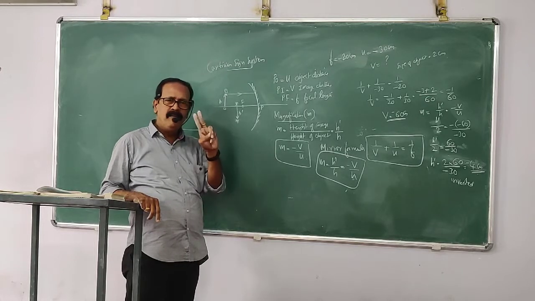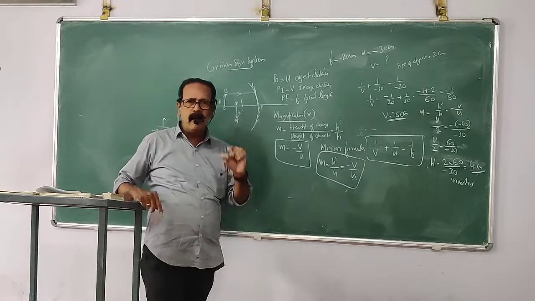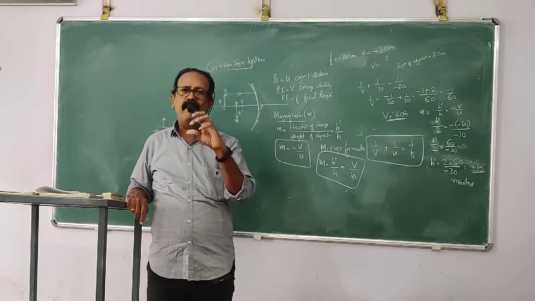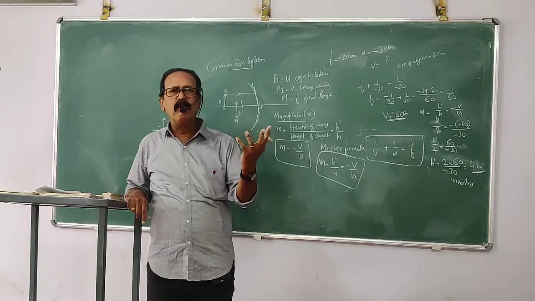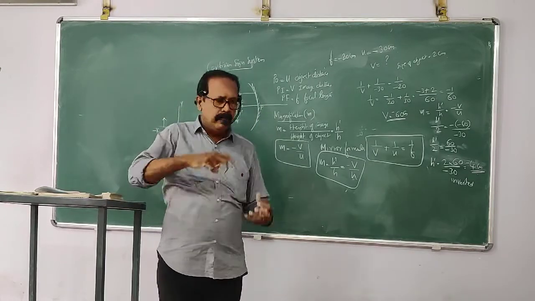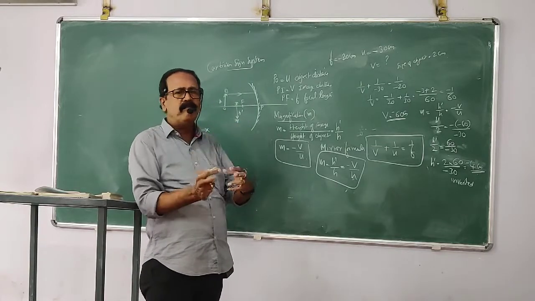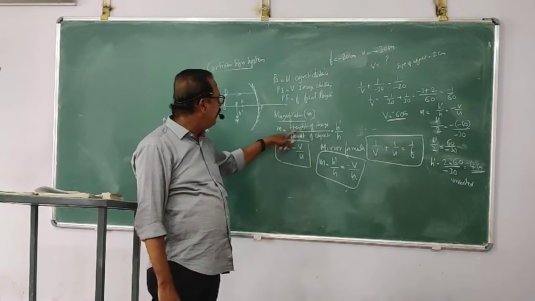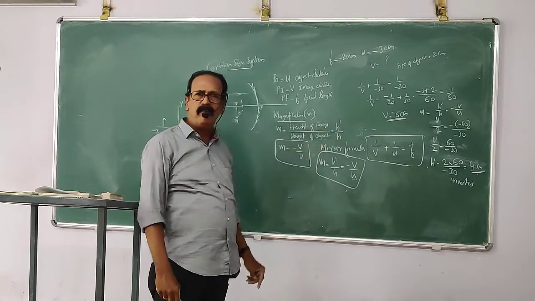Magnification 2 means the image is twice that of the object. Magnification half means it's a diminished image, small in size, half the size of the object. Magnification 4 means it's a fourfold magnified image. Its size is 4 times that of the object. So it gives you a relation between the size of the image and the size of the object. Magnification is the ratio between the height of the image and the height of the object. If the height of the image is h dash and the height of the object is h, h dash by h is magnification.